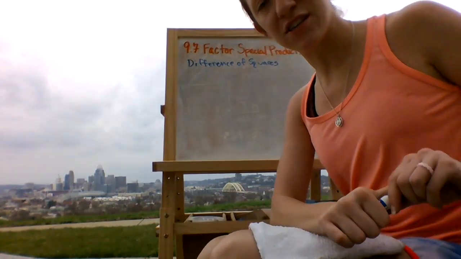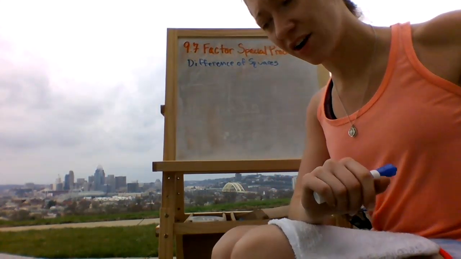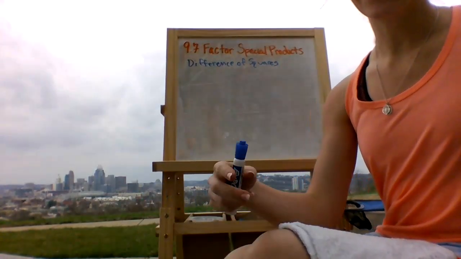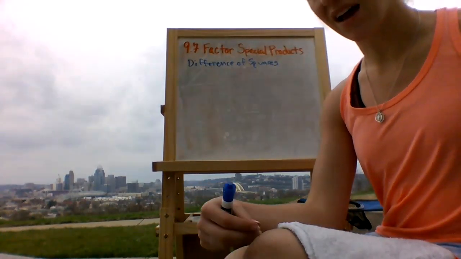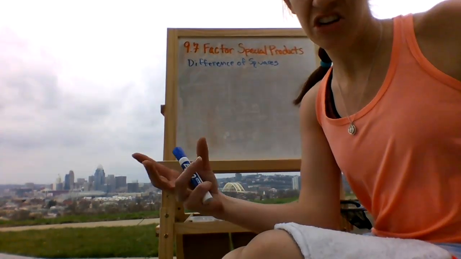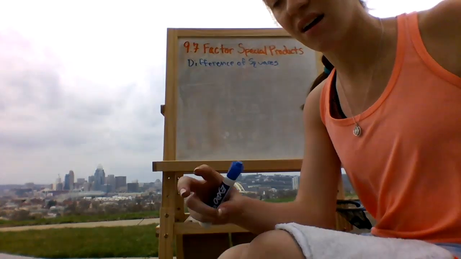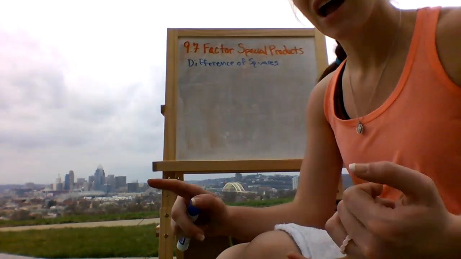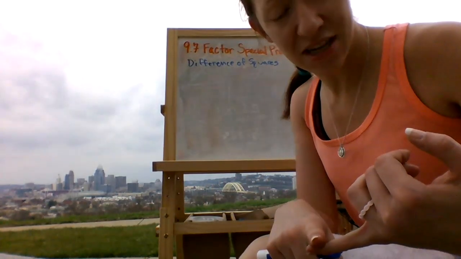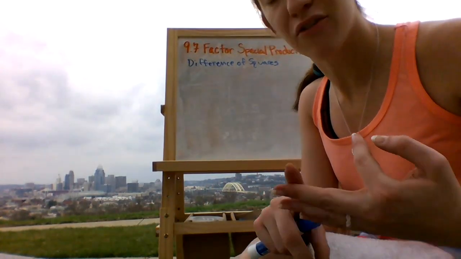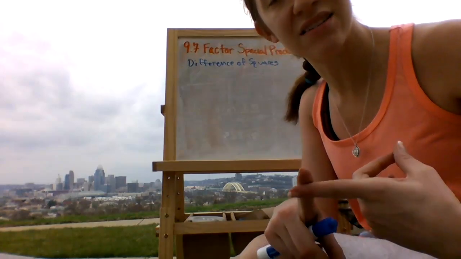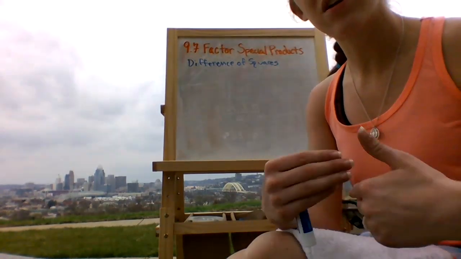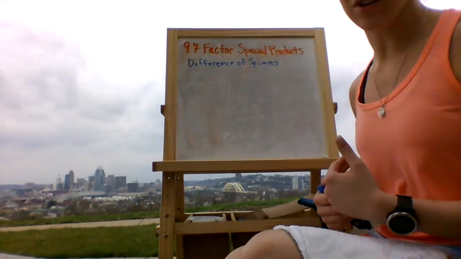Now, for those of us that know our math vocabulary, the difference is when I'm subtracting, and a square is something that is squared. You're going to either see an exponent of 2, or it's going to be a perfect square. For example, 0 is a perfect square, 1 is a perfect square, 4 is 2 squared, 9 is 3 squared, and 81 is 9 squared. So we're going to be seeing something similar to those.